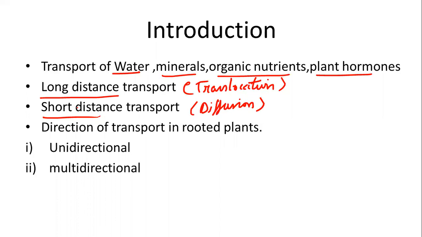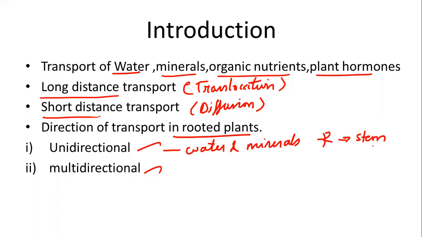When we talk about the direction of transport in rooted plants, usually they are of two types. One is either unidirectional or it is multidirectional. Unidirectional means water and minerals, which will be supplied through xylem from root to stem. From root to stem the transport will be done, and that transport is unidirectional.